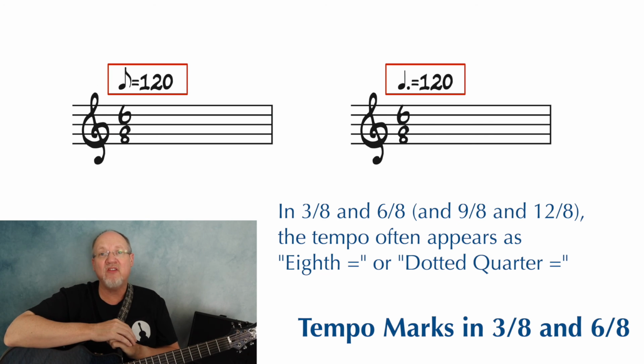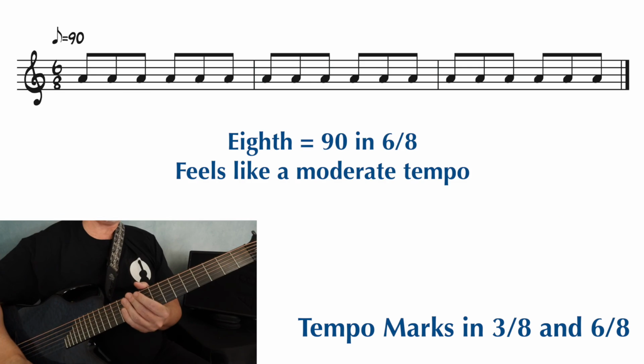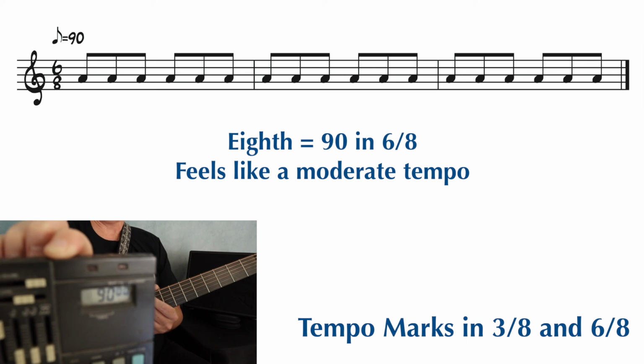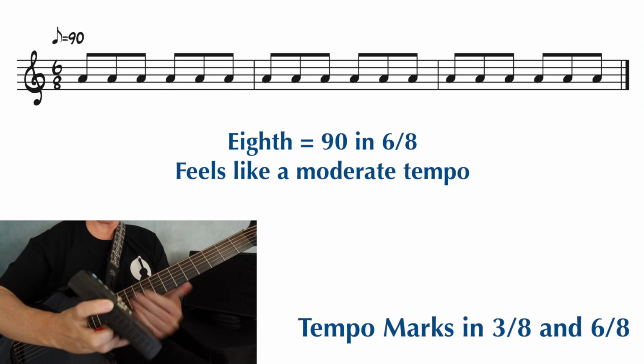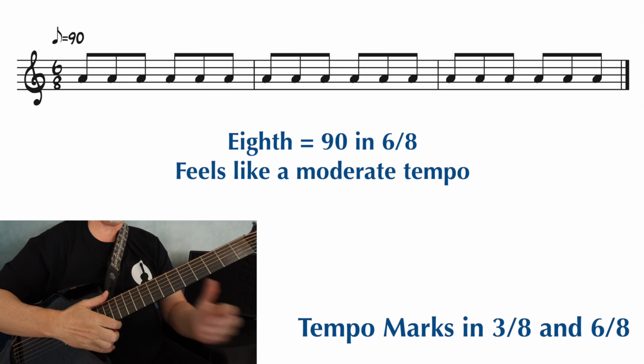It's a little more obvious why you would see eighth note equals something in these time signatures because the eighth note gets the beat. But sometimes the tempo is fast enough that it feels like the dotted quarter note gets the beat. In this example, we have eighth note equals 90, and I've got my metronome set at 90. And here's what that sounds like.